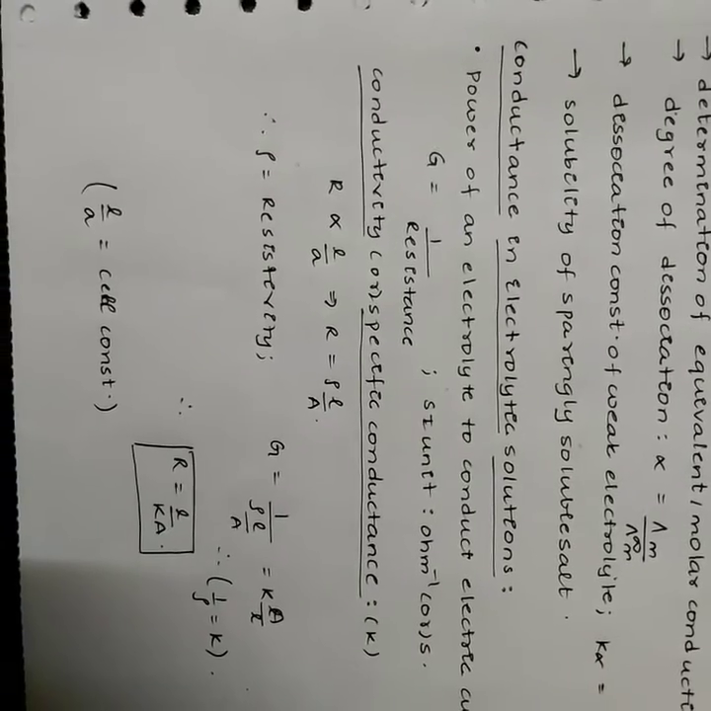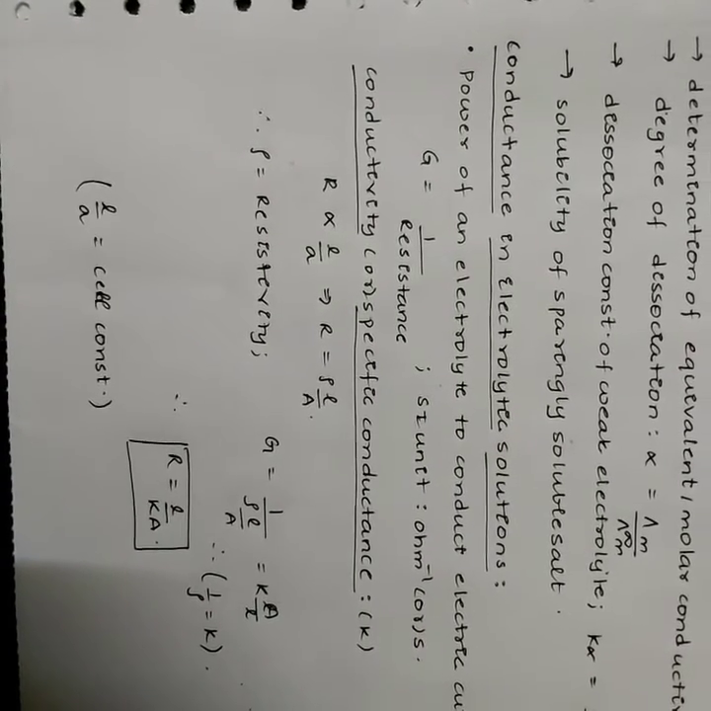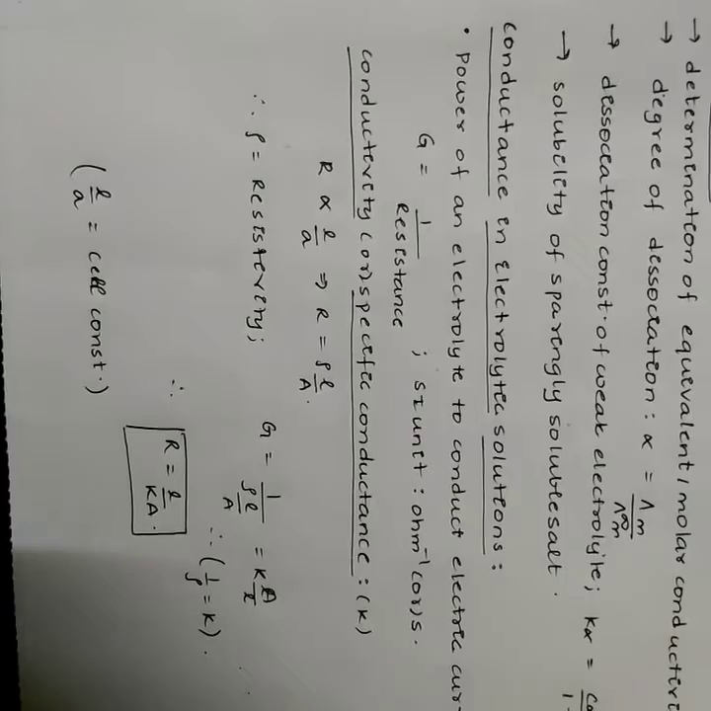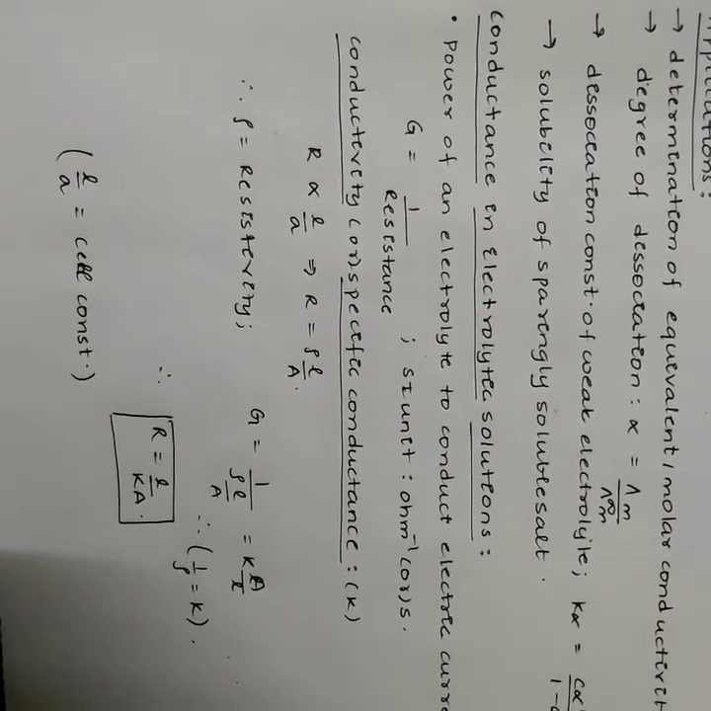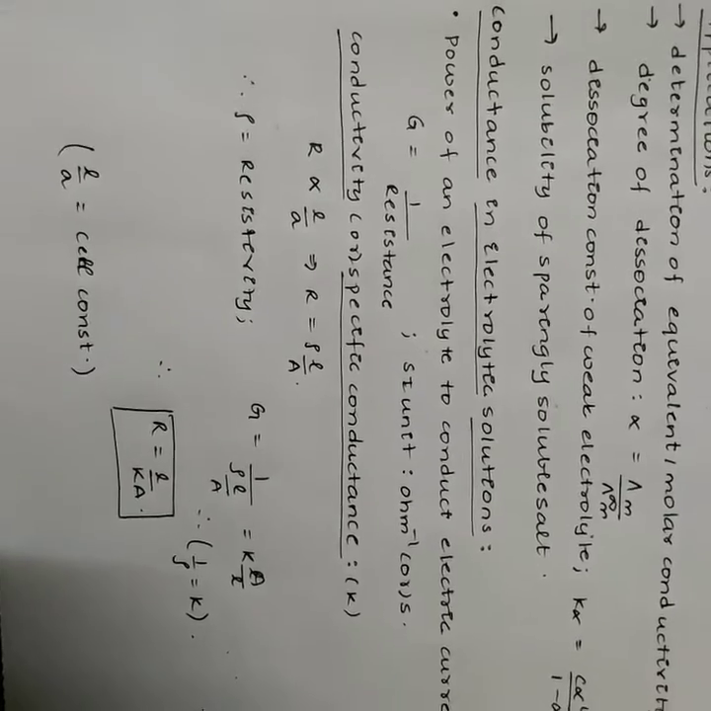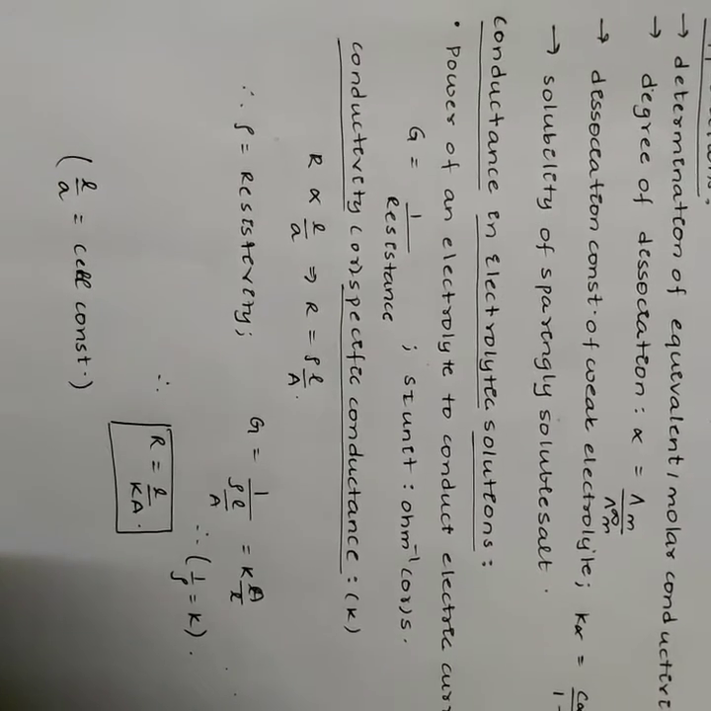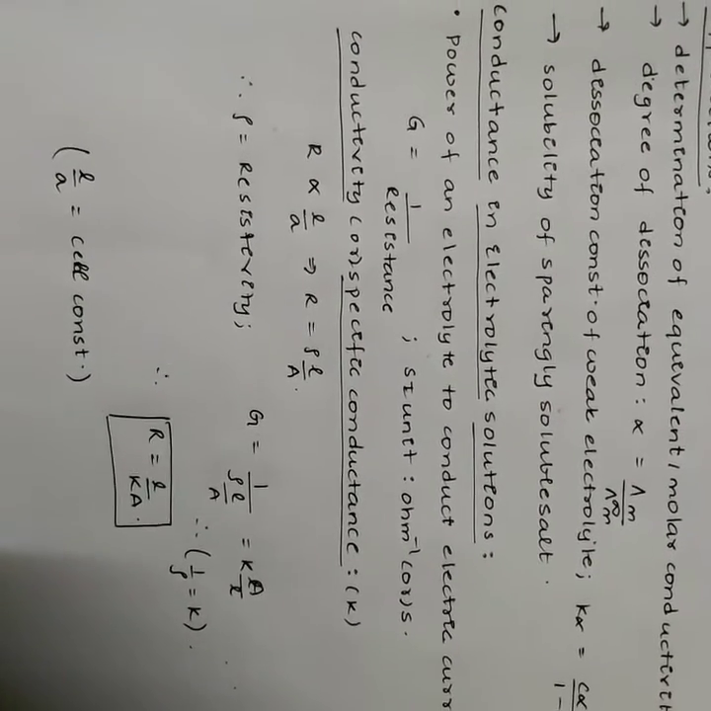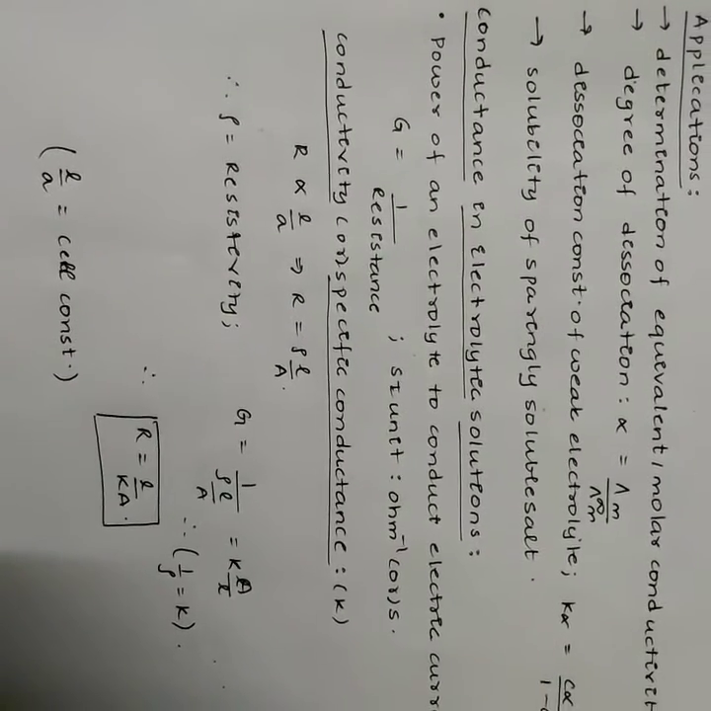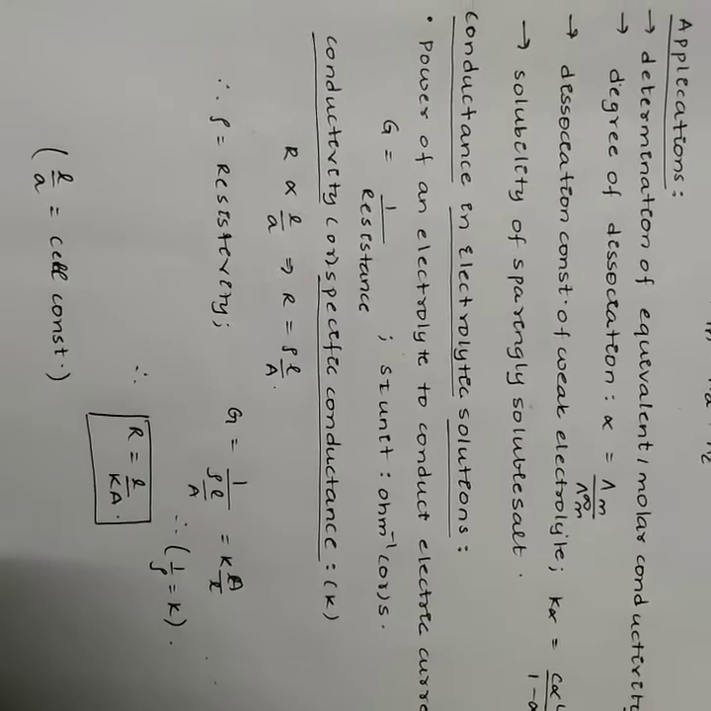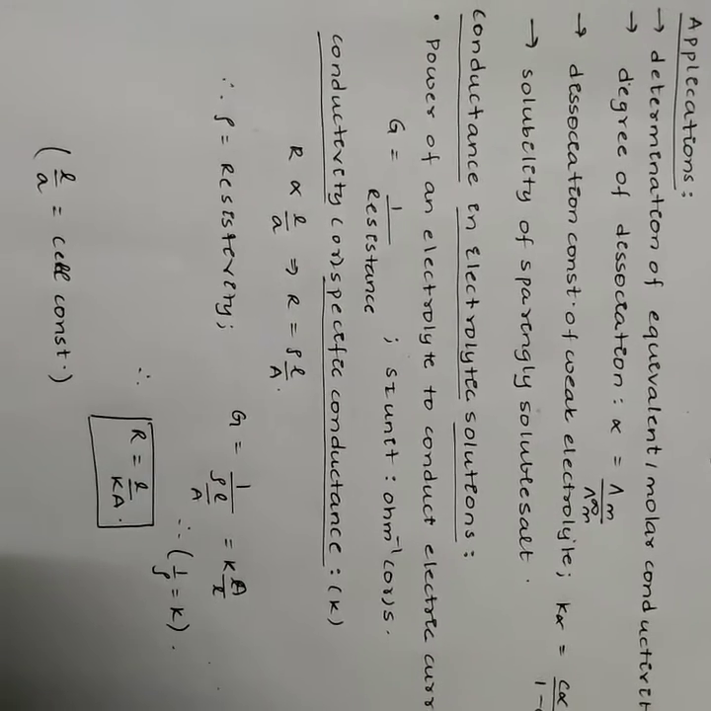Conductance in electrolytic solutions. The power of an electrolyte to conduct electric current is called conductance or conductivity. Just like metallic conductors, electrolytic solutions obey Ohm's law. The reciprocal of resistance is called conductance, G. G is 1 by R. It has units of ohm inverse, or it is also denoted as Siemens.